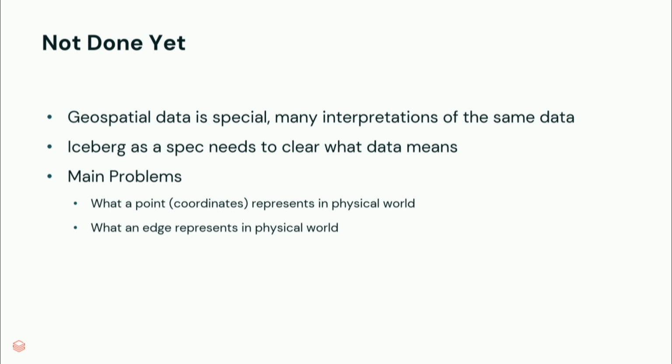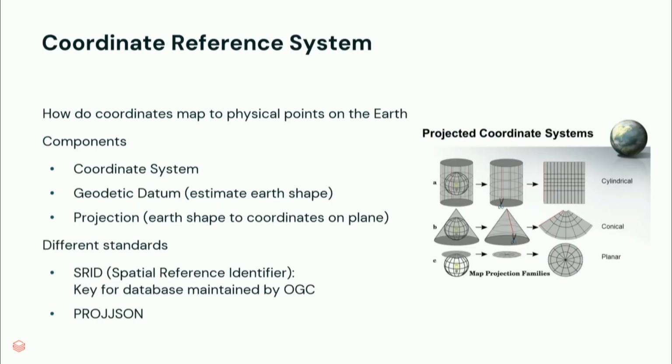What you have to do is, Iceberg as a spec, we have to be very clear. When the writer writes geodata, he has to annotate it with enough information so the reader knows exactly what the writer meant. Otherwise, you have very subtle errors or even disastrous errors when you interpret this data. And there are two main classes of problems here. One is, remember the OGC class hierarchy, the point. What does a point mean on the Earth? How do you map a point's bytes into somewhere on Earth? And also edge. An edge is two points. How do you interpolate the edge between the two points?